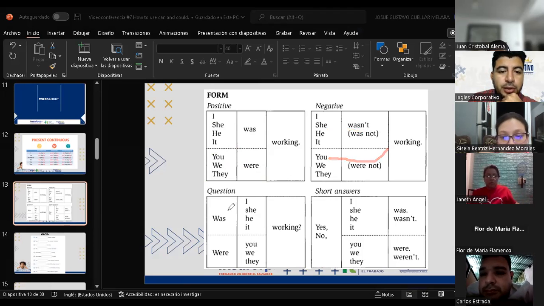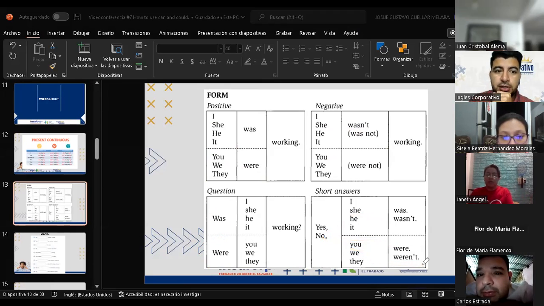Y para la pregunta, igual siempre ponemos al inicio el verbo to be, solo que ese es el pasado. Was she working? Were you working? Y la respuesta, ¿verdad? Yes, she was. Or no, she wasn't. Yes, you were. No, you weren't. Ok.